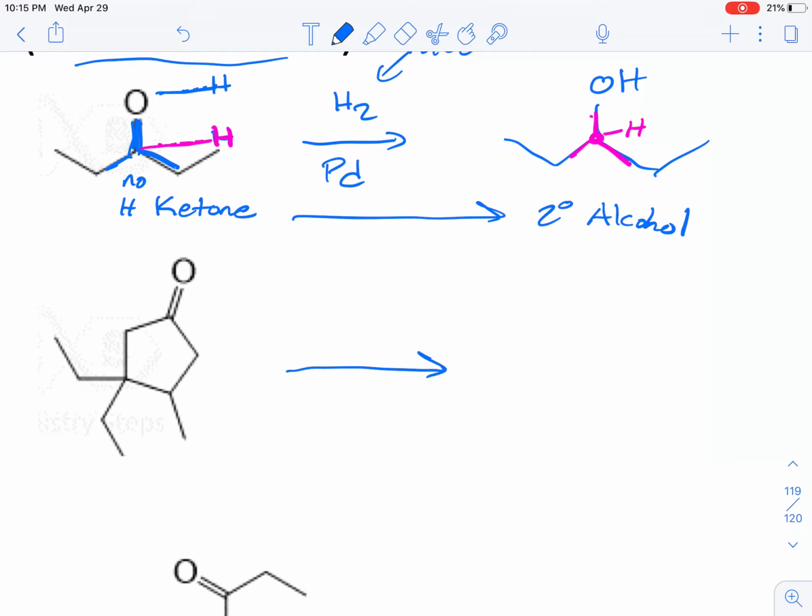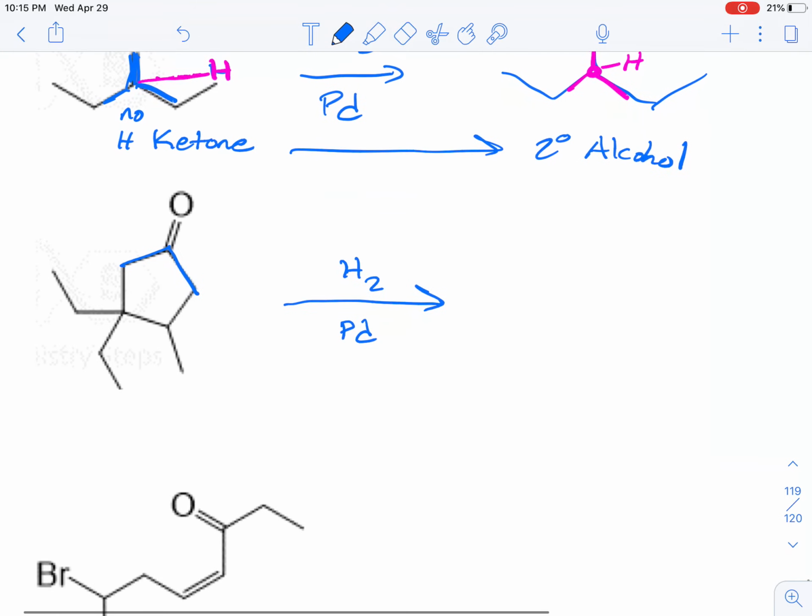All right, so here we have another ketone. Notice that it's in the middle. And so if we treat this with H2Pd, what we're going to get is an organic compound that looks kind of funky right now. And so this is where that ketone was located. And wherever that ketone is located, we're just going to replace it with an alcohol.